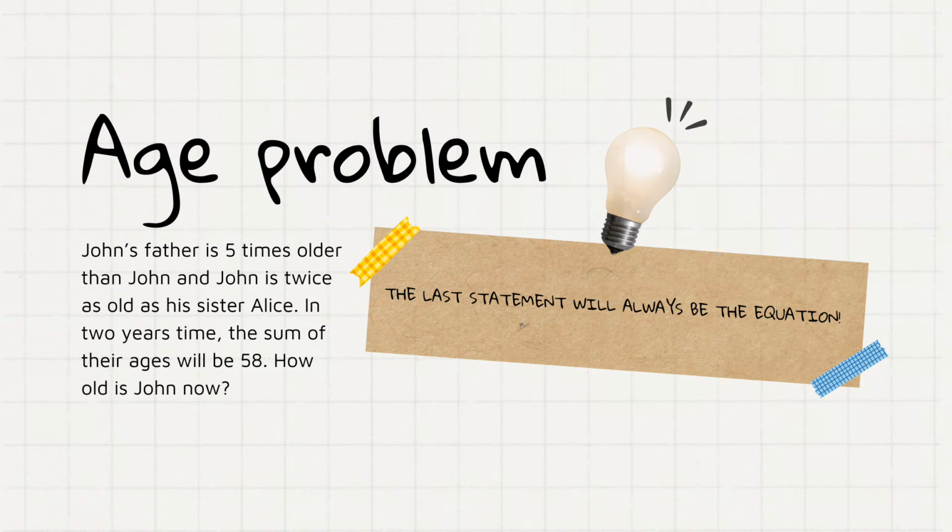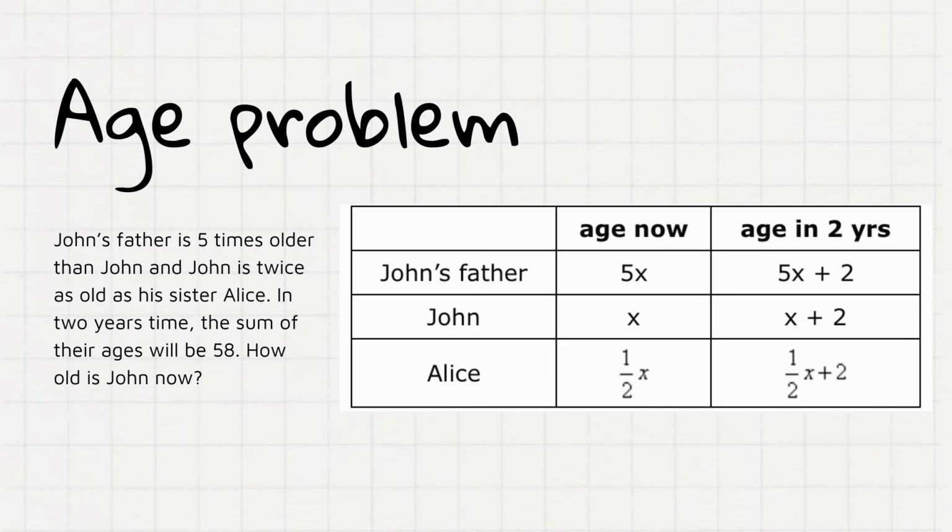In every age problem, guys, you should always remember the corresponding mathematical symbol to the word stated. And the last statement in the problem will always be the equation. Just like in our example: in 2 years' time, the sum of their ages will be 58. How old is John now? So the sum of their ages will be 58. Before we compute the example, let's first identify their unknown ages using variables.